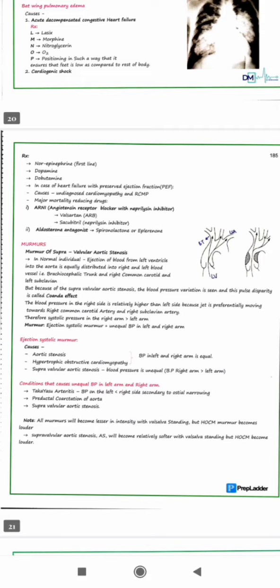In a normal individual, the ejection of the blood is from the left ventricle, while in the aorta it is usually distributed to the right and the left blood vessels. The ejection systolic murmur is equal on both sides. The causes of aortic stenosis include hypertrophic obstructive cardiomyopathy also. Now there are conditions causing unequal BP in both arms, like Takayasu arteritis and preductal coarctation of aorta, and supravalvular aortic stenosis. All murmurs will have lesser intensity with standing, but HOCM murmurs become louder. So that's it.